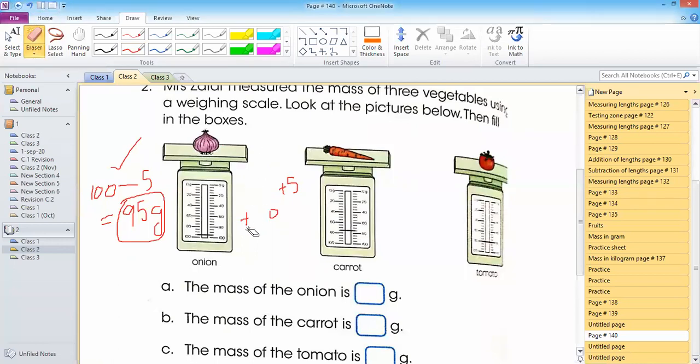Now we will check the mass of this carrot. Look at the mass of this carrot, guys. This is 60. You know every interval is 5 gram. 1, 2. This is at this point. Now you have to tell me the mass of this carrot by yourself. Check in your book and tell me what is the mass of this carrot.